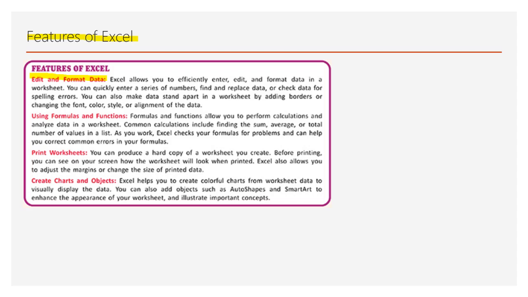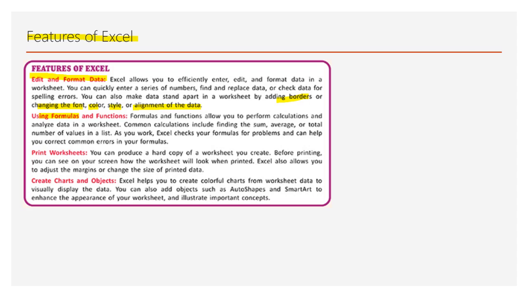Next is formatting. Formatting means we can add borders, or we can change the font writing, color, and style. Style means bold, italic, underline, or alignment of data, that is left align, center align, and right align. So this is called edit and format data. Editing means making modification, and formatting means making the worksheet attractive.